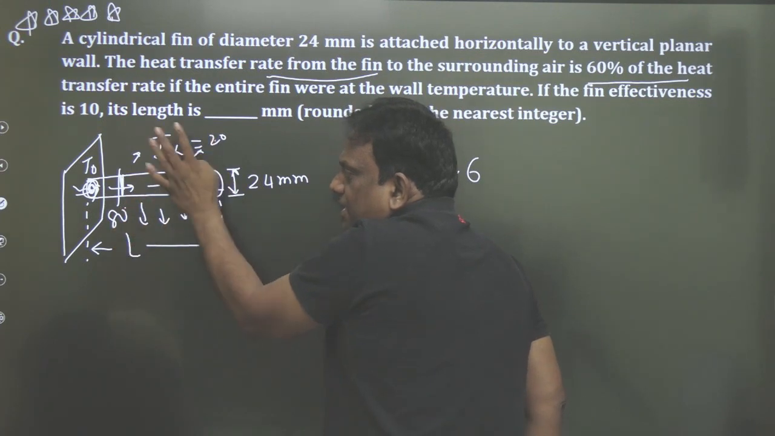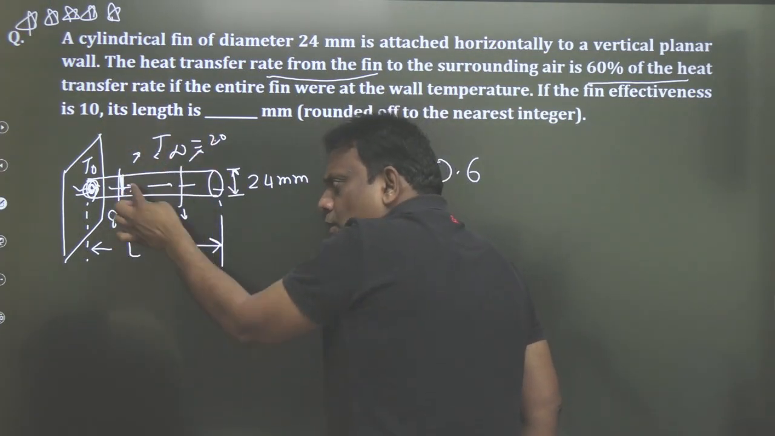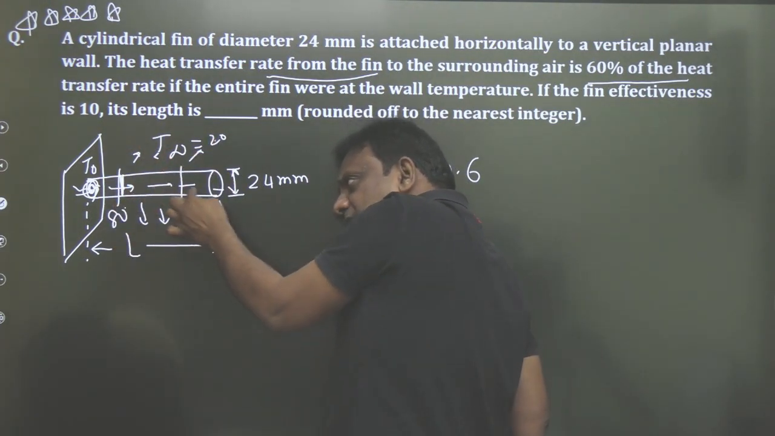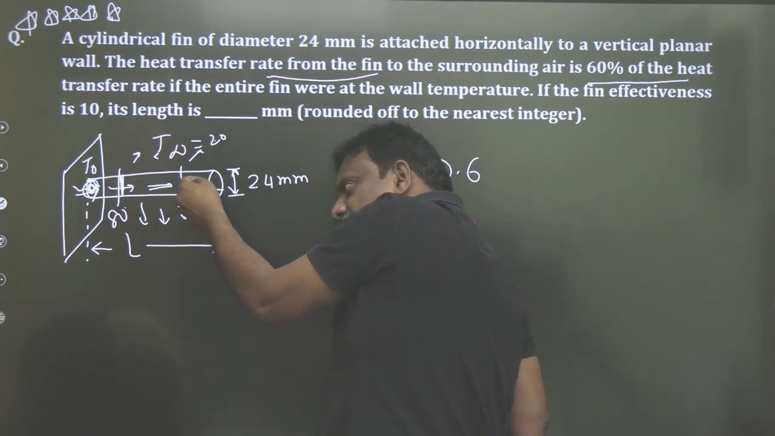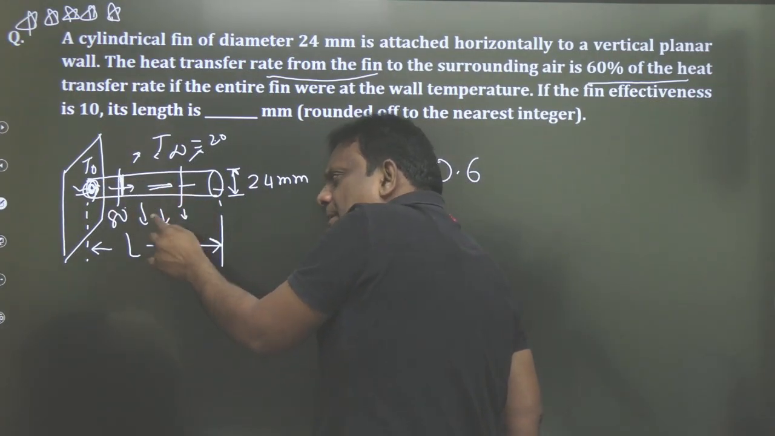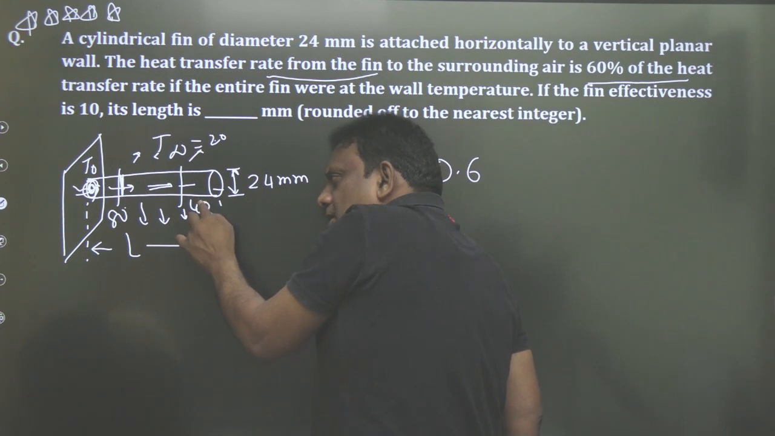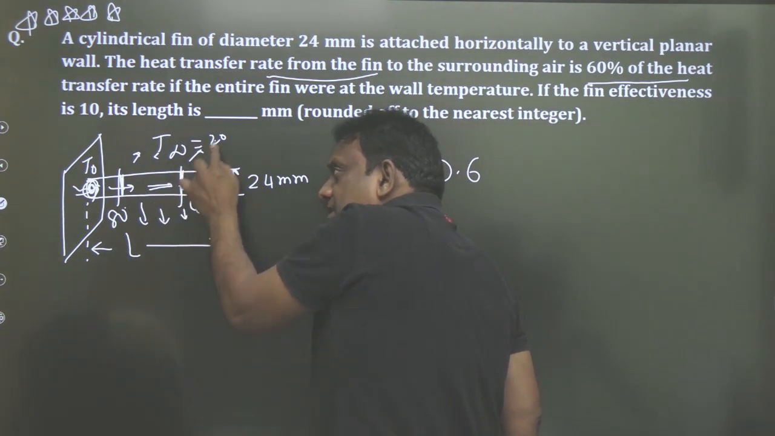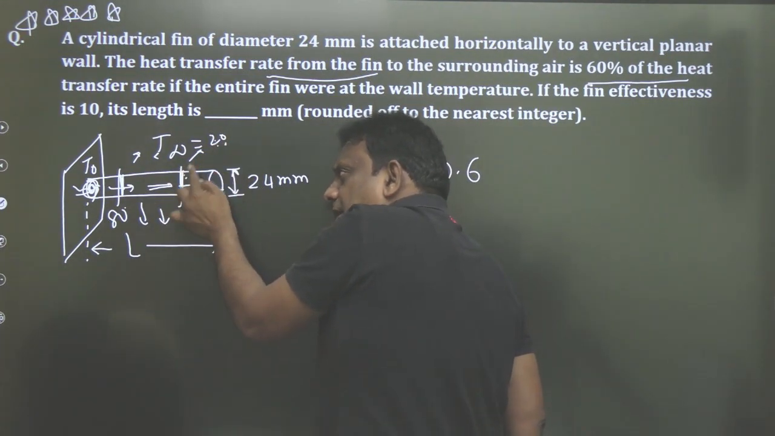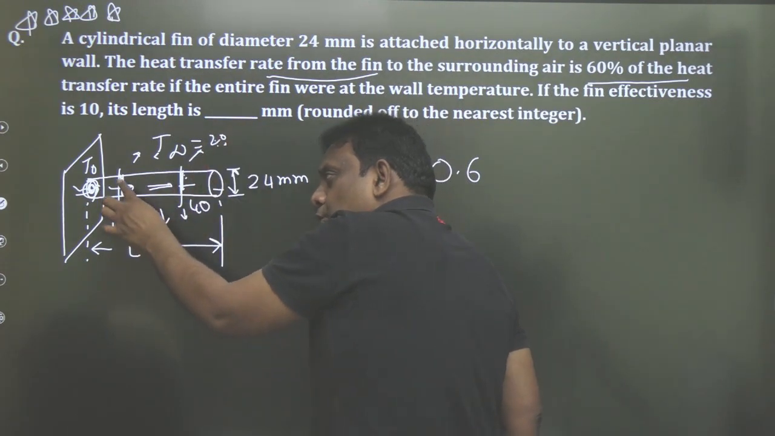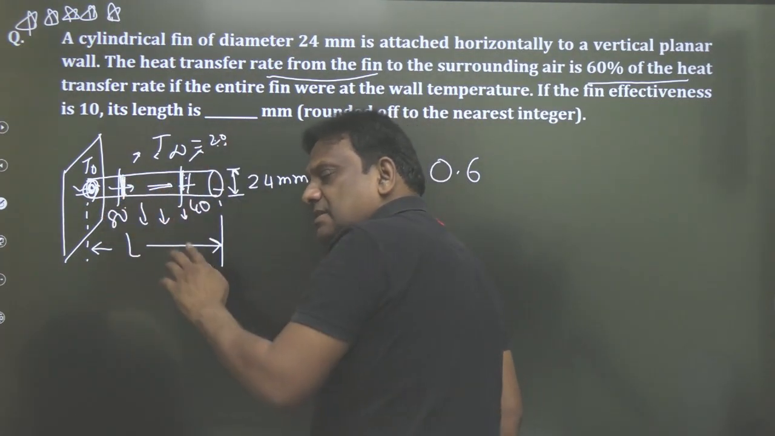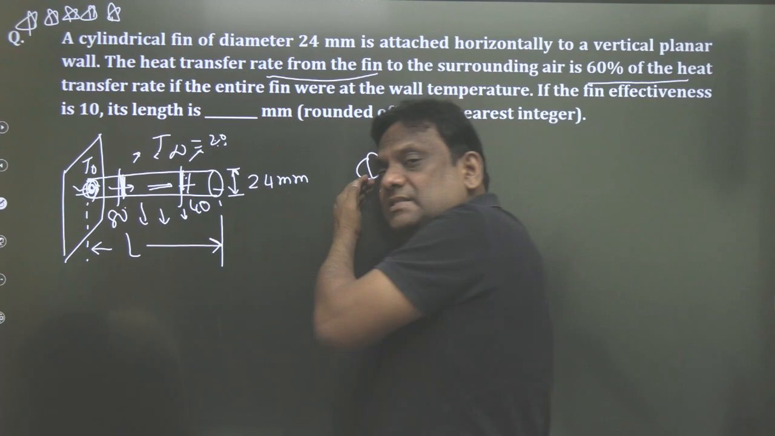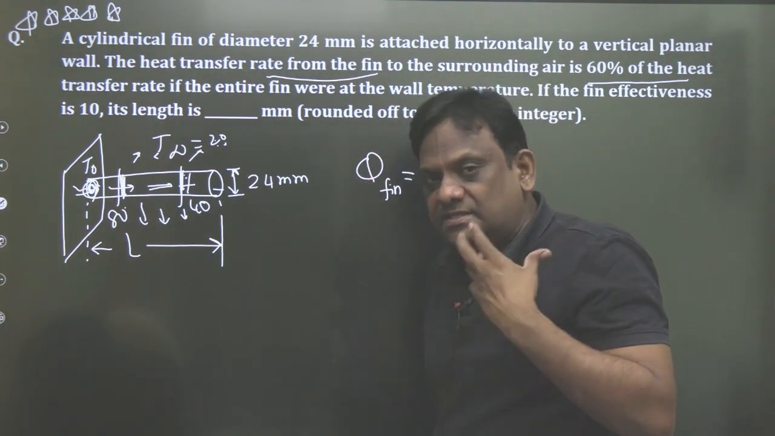80 minus 20, 60. And when I move along the length, the temperature is decreasing because heat transfer occurs in the direction of decreasing temperature. So let us suppose here the temperature is 40. So here the surface temperature is 40, surrounding is 20. What is the difference? 40 minus 20 is 20 only. So here the difference is more, here the difference is less. That means when you are moving in this direction, the heat transfer is decreasing.